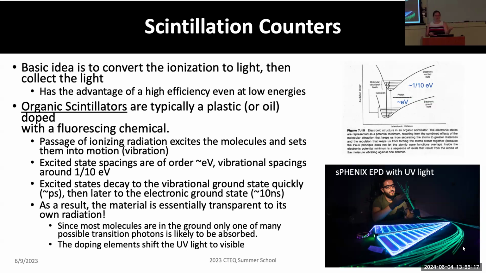So one thing we can do is use scintillator. What this does is convert the ionization to light, essentially, and then it allows you to collect the light. So usually you have a plastic. So this is actually what's here. I'll talk about this in a minute. But you can have plastic or oil, which is doped with a fluorescent chemical. The passing of the radiation excites the molecules, and then they vibrate, and that gives you light, essentially. One nice thing is that the material is transparent to its own radiation. This is very useful. And what this allows to happen is the UV light ends up being shifted to visible light.